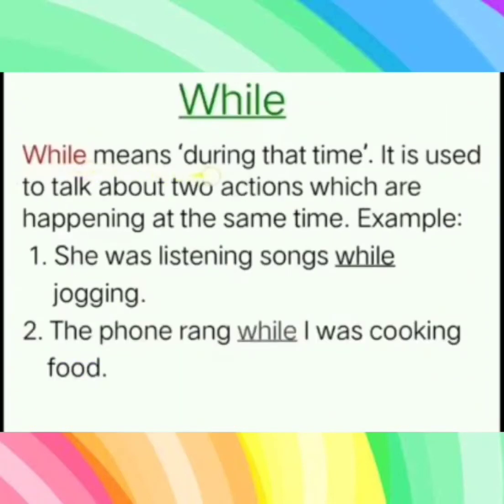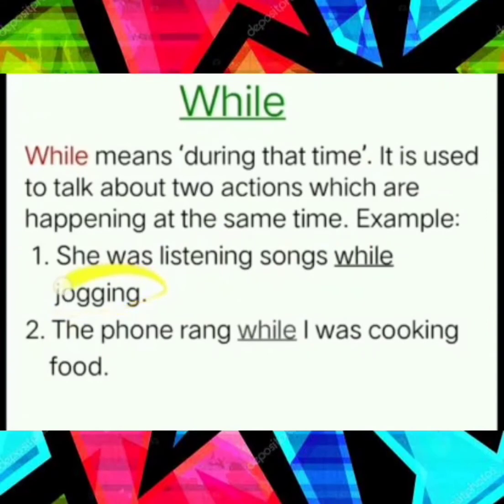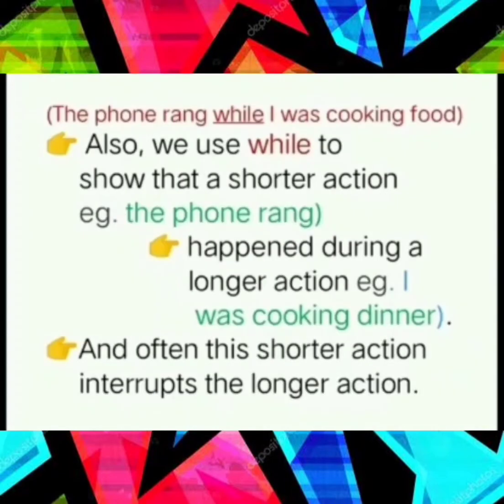Use of while. While means during that time. It is used to talk about two actions which are happening at the same time. Example: She was listening to songs while jogging. So here two actions happen at the same time, listening to songs and jogging. Second example: The phone rang while I was cooking food. Here also we use while to show that a shorter action, that is the phone rang, happened during a longer action, that is I was cooking dinner. And often this shorter action interrupts the longer action.